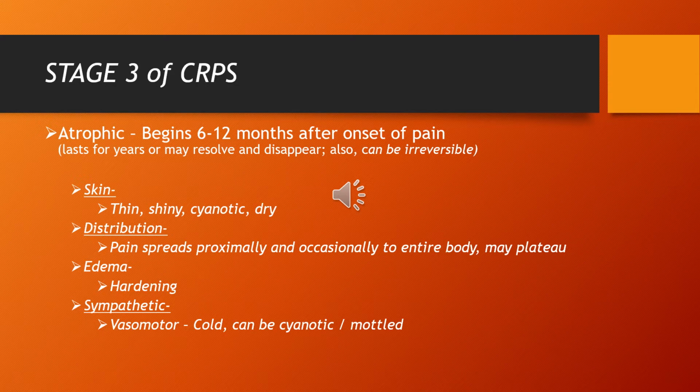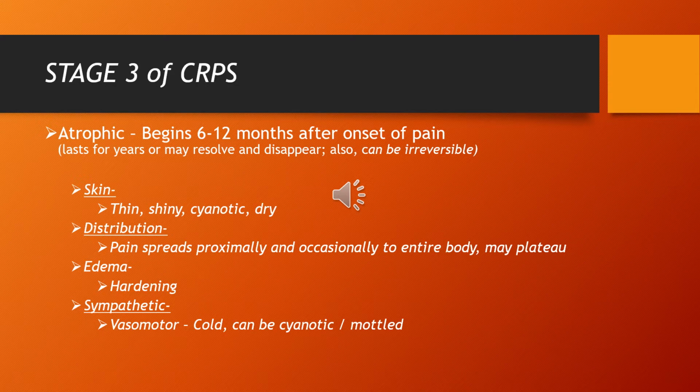If you take a look at the skin now, it is still thin, very shiny, but instead of being hyperemic, it's now cyanotic. So you're seeing a bluish discoloration due to the long-standing second stage of vasoconstriction. The skin is also dry, so we're no longer seeing the hyperhidrosis in this case.